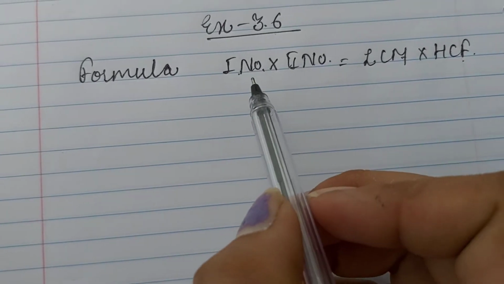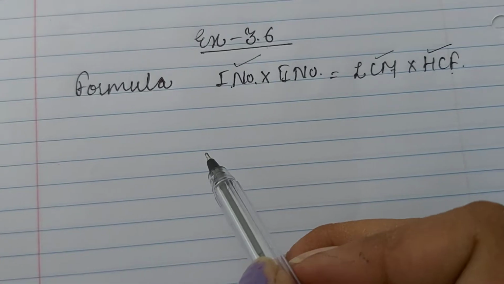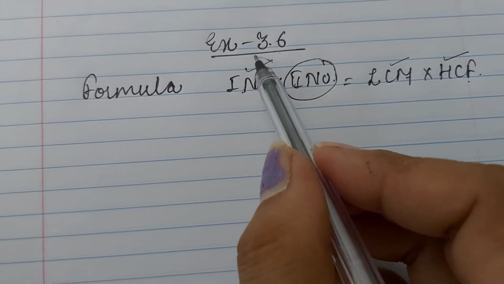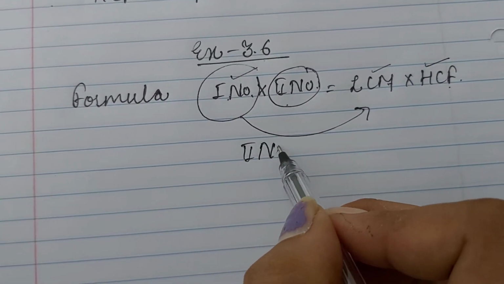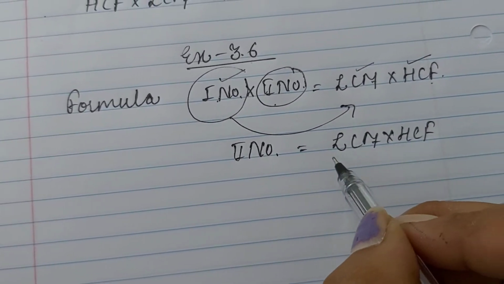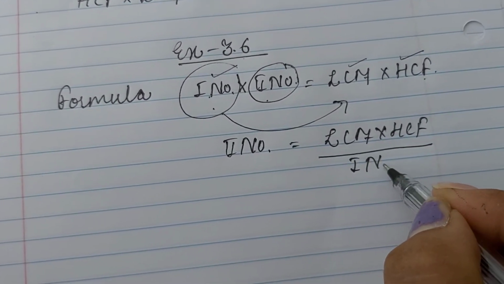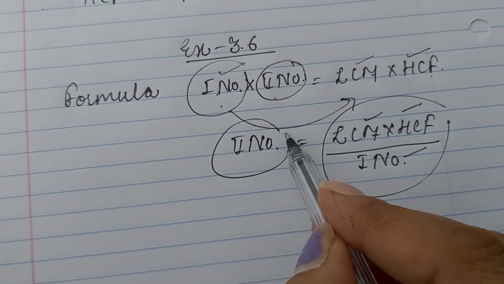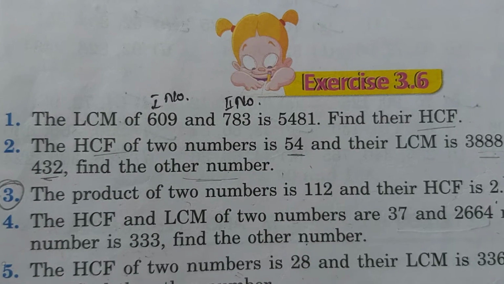Suppose they have given you first number, LCM and HCF, and in the question it will be asked to find out the second number. Then what you will do, you will take this first number on this side. Only second number will remain here. Second number will be equal to product of LCM and HCF, and this first number will change into division form. Then you will fill the values, all these three values, and you will find out the value of second number. So let's start now exercise 3.6.